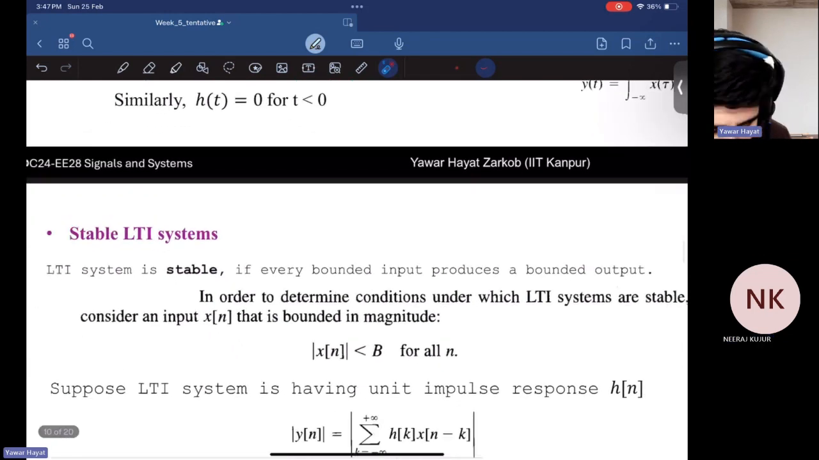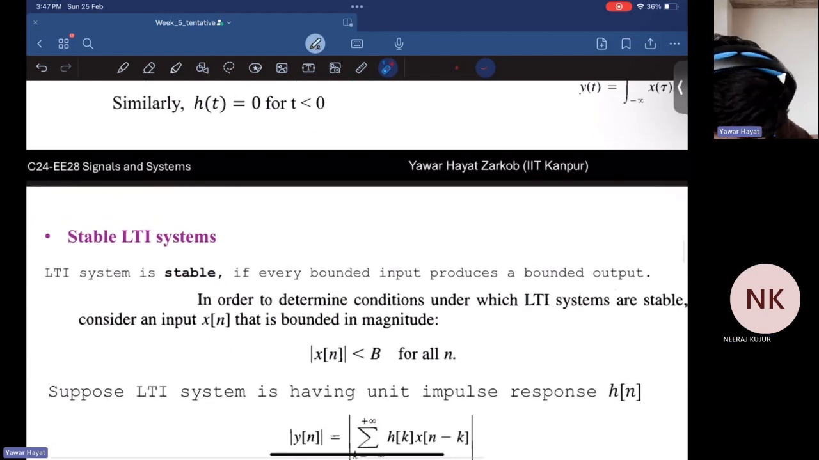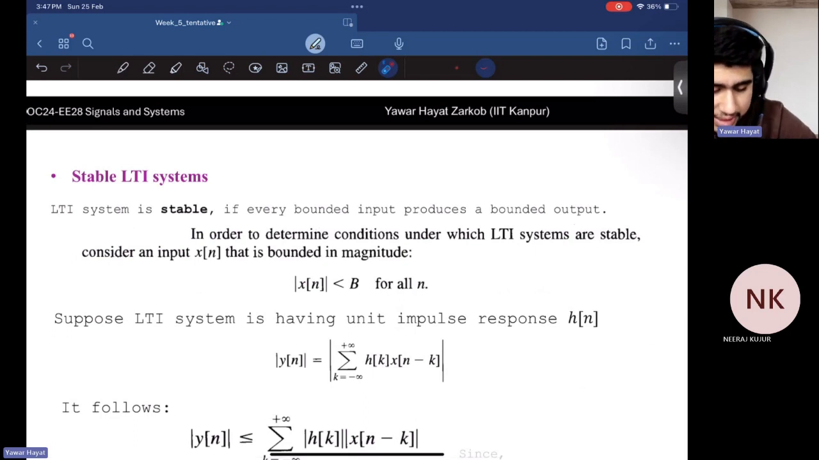Now coming to stable LTI systems. An LTI system is stable if every bounded input produces a bounded output. In order to determine the conditions under which this LTI system would be stable, we can consider an input x of n that is bounded in magnitude.